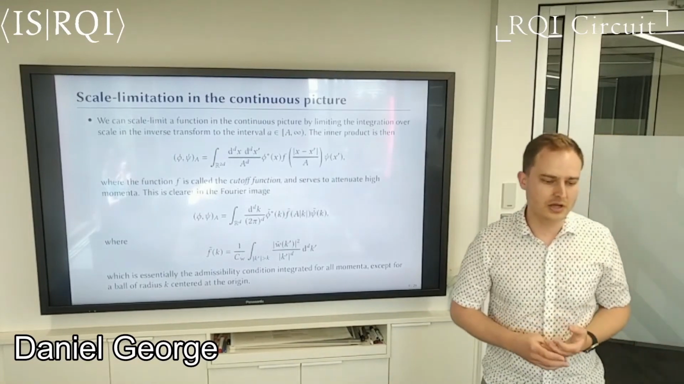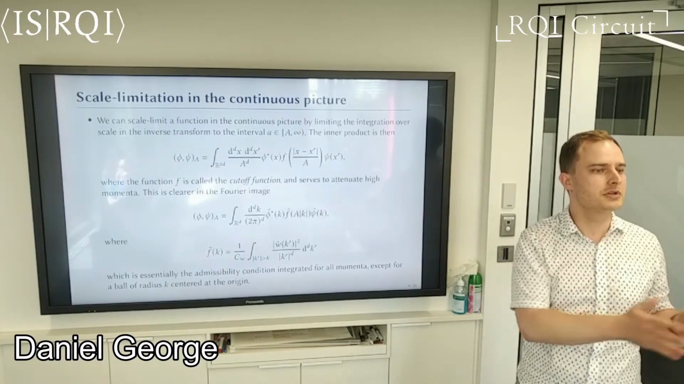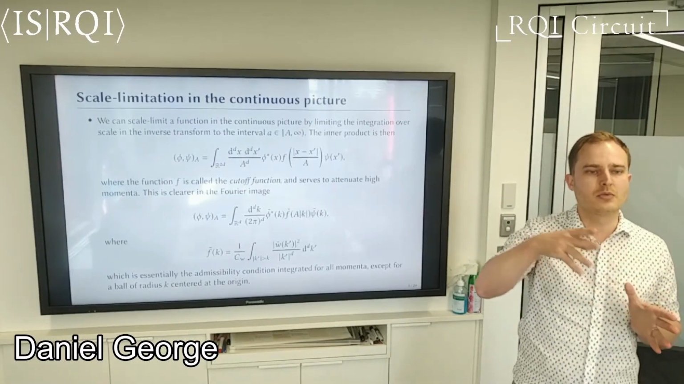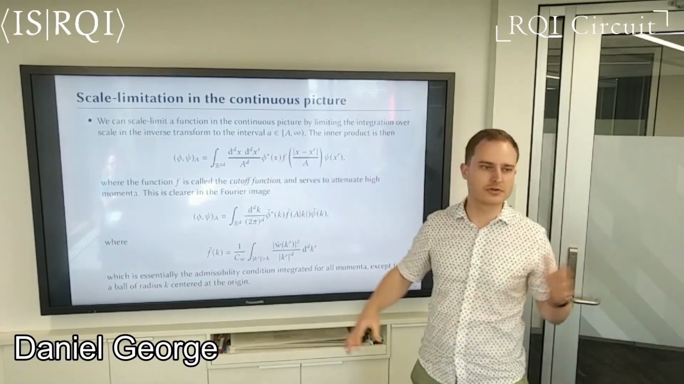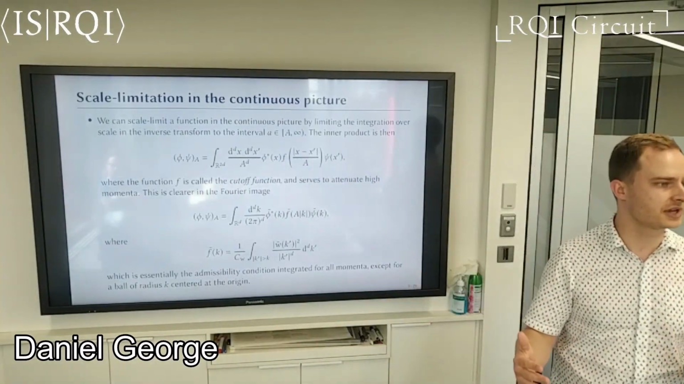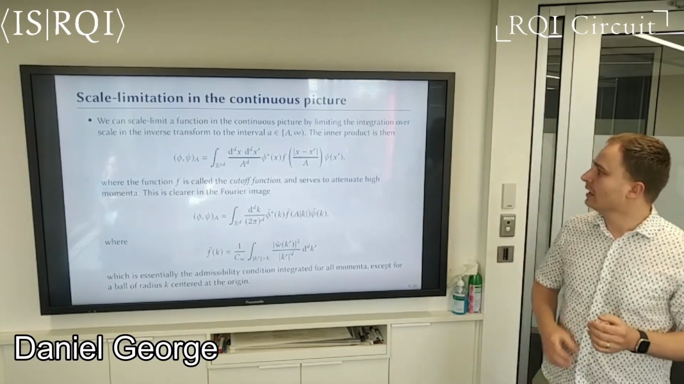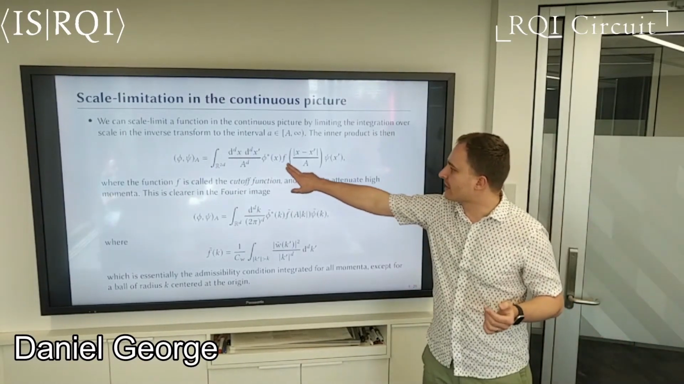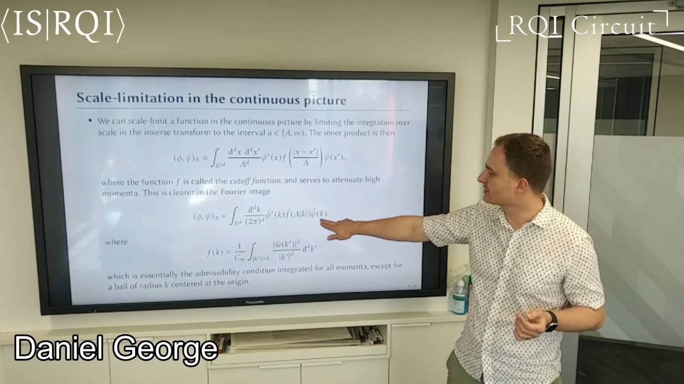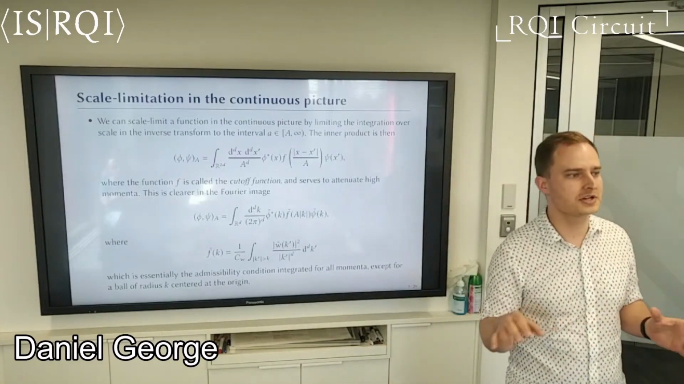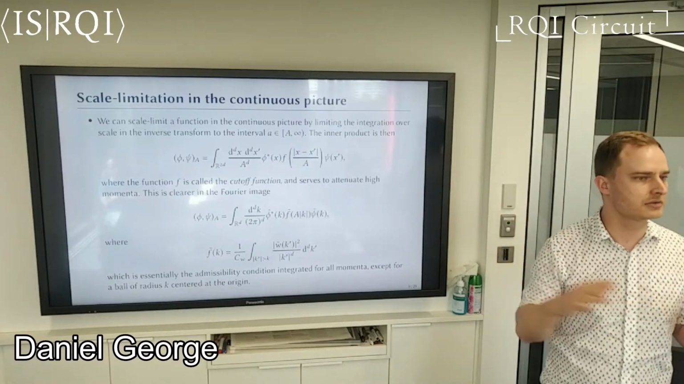In the continuous picture, we can scale limit the function by doing the forward continuous wavelet transform. And then when you do the reverse continuous wavelet transform, you're limiting the integration so that the scale, instead of going from 0 to infinity, goes from some smallest possible scale, capital A, to infinity. The inner product is transformed like so. And we have this addition of the function f called the cutoff function. It's a bit hard to see what it's doing there, but in the Fourier image, f tilde is essentially a function that you're multiplying the frequency response by.